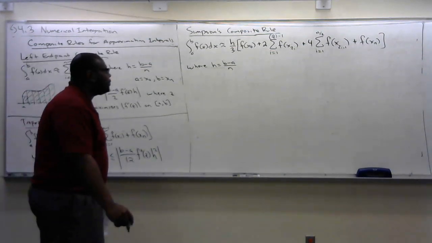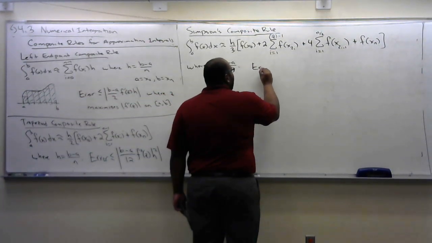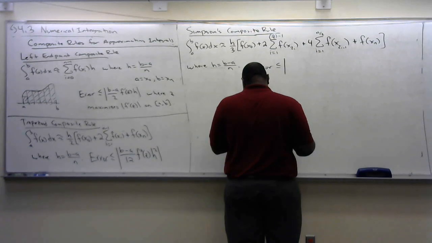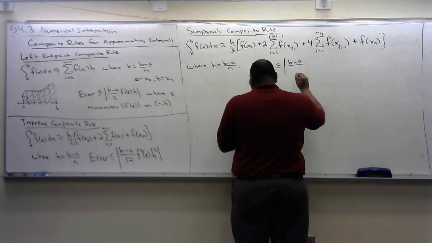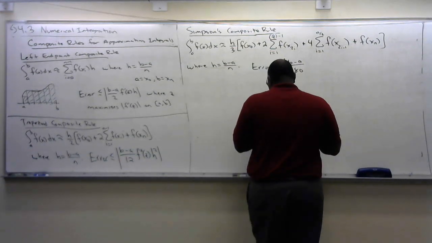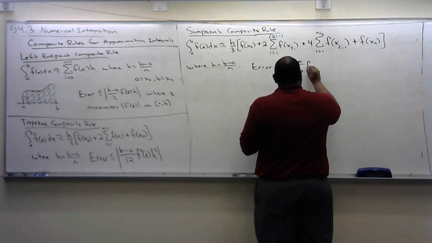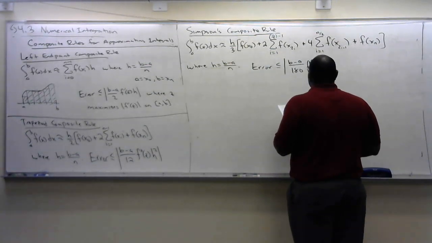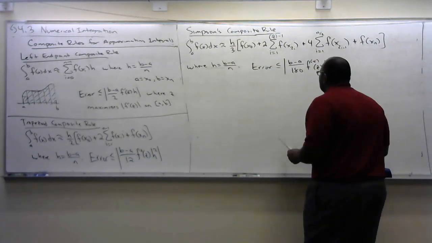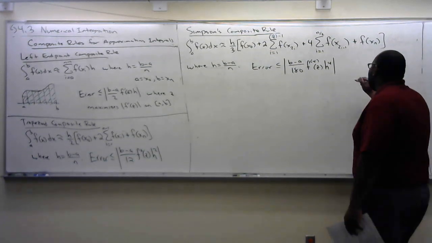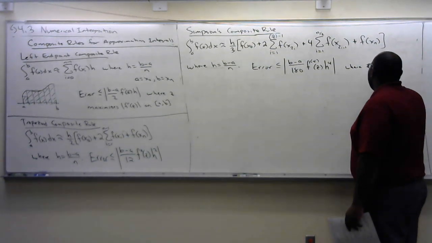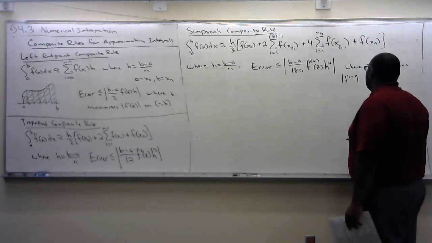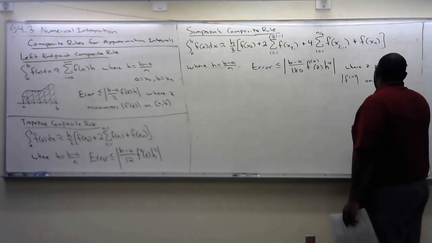This time, error. My error is going to be less than or equal to the absolute value of b minus a divided by 180 times the fourth derivative evaluated at z, times h to the fourth power, where, again, z maximizes the fourth derivative in the interval from a to b.